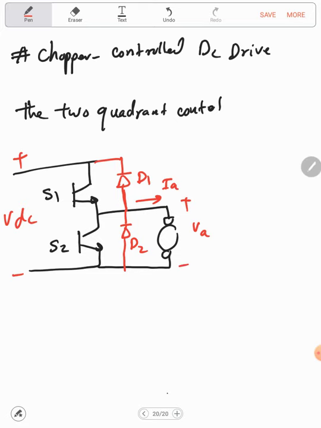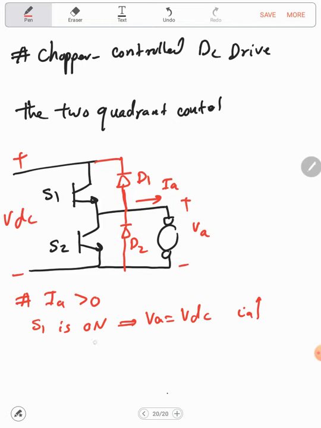So now, in order to find the mode of operation, let's discuss it using the current. In the first scenario, for positive current, IA greater than 0, simply this means that S1 is on and VA will equal VDC, and the current IA will start to build up.